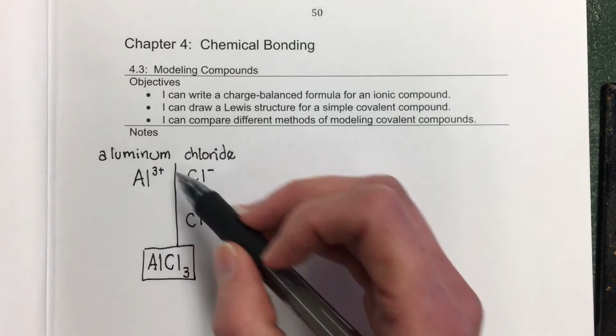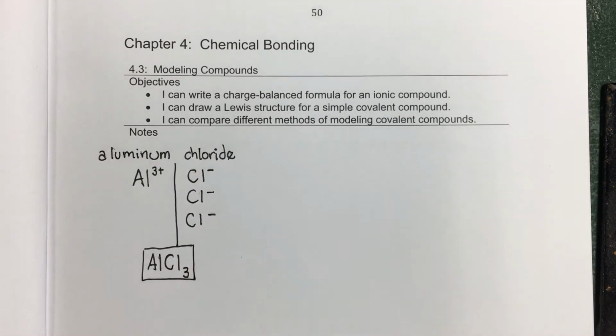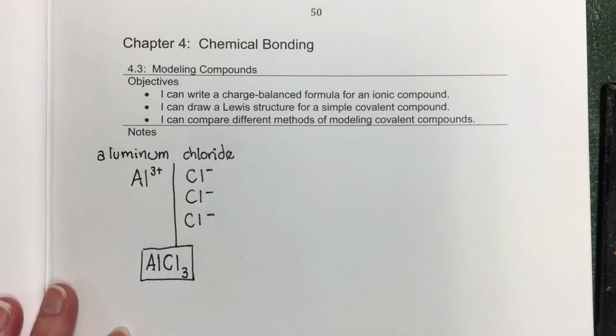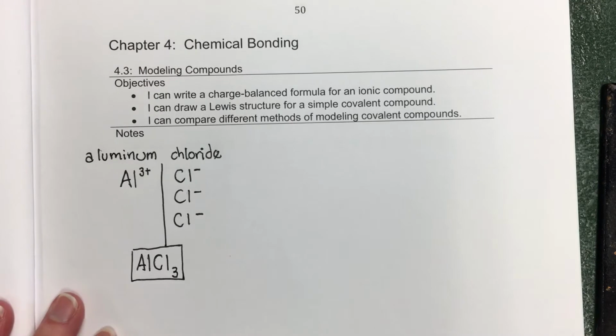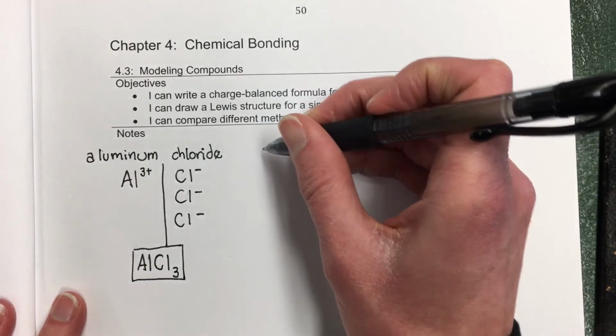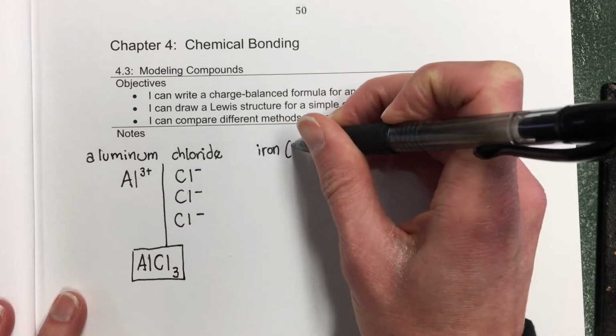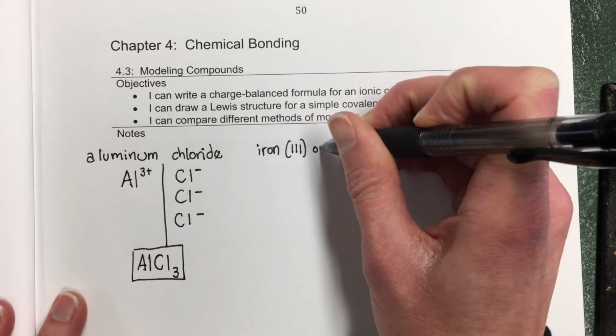You notice we did have to think about the charges to get this formula right. If we don't think about the charges, we're not going to get the formula right. Okay, we're going to do 2 more examples, and then that's really all you need to know. So next we're going to do iron 3 oxide.